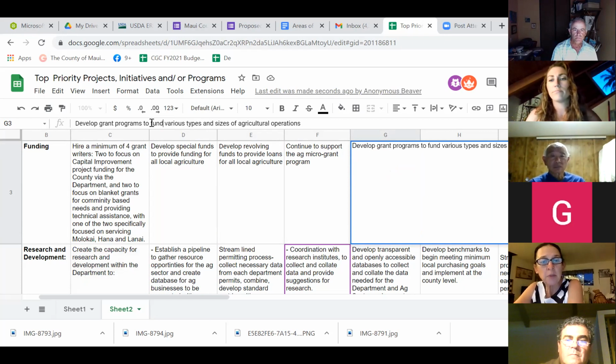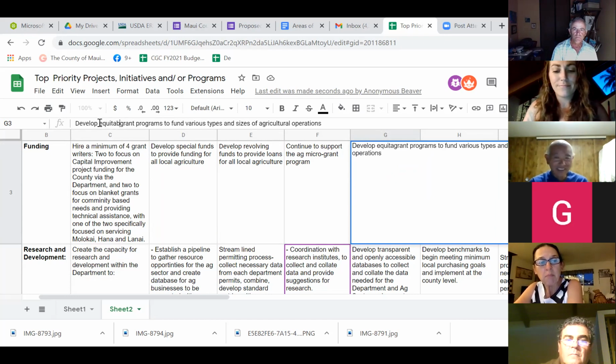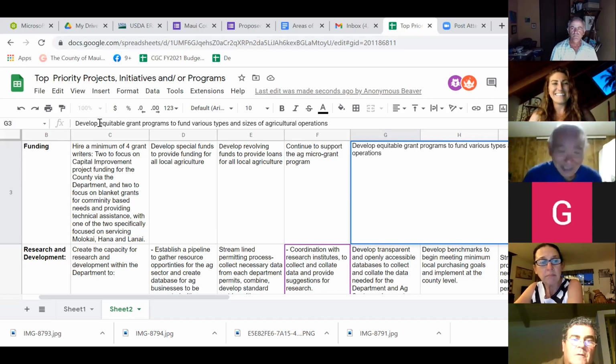Is this a good place to put equitable? We were talking about fair. Okay, develop equitable grant programs to fund various types and sizes of agricultural operations.